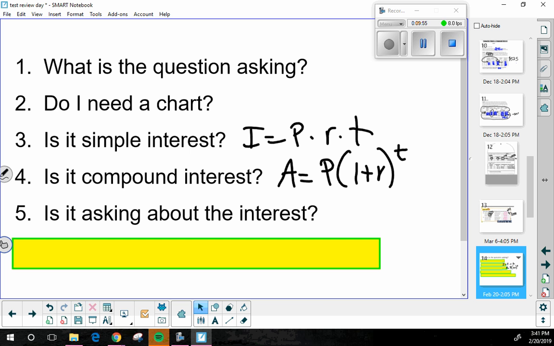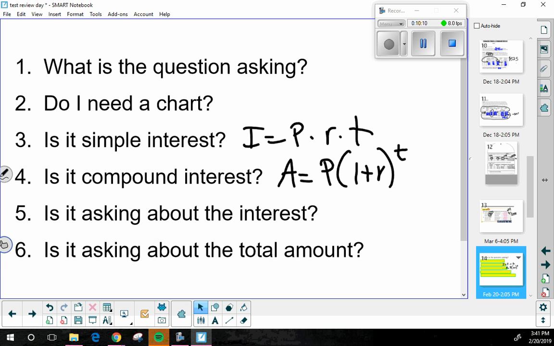Okay, next question. Is it asking about the interest? If it's asking about the interest and you're using the simple interest formula, you have your answer. If it's asking about the interest and you're using your compound interest formula, you're going to have to go back and subtract out the principal. And then last but not least, is it asking about the total amount? If it's asking about the total amount and I'm using this simple interest formula, I've got to do principal plus interest to give me the total amount. If it's asking for the total amount and I use this formula, I have the total amount.